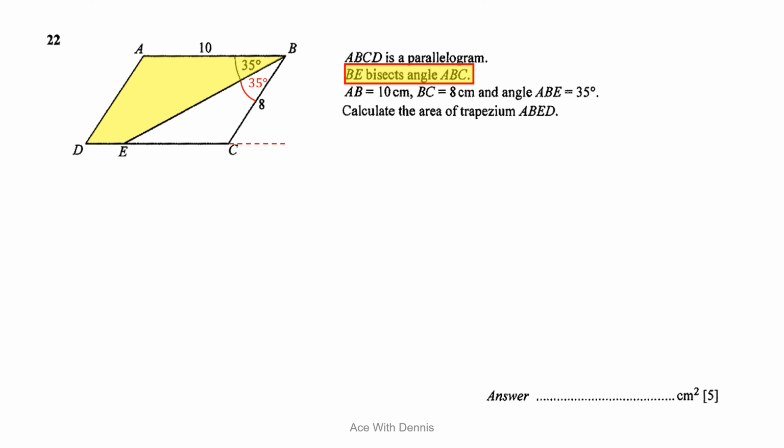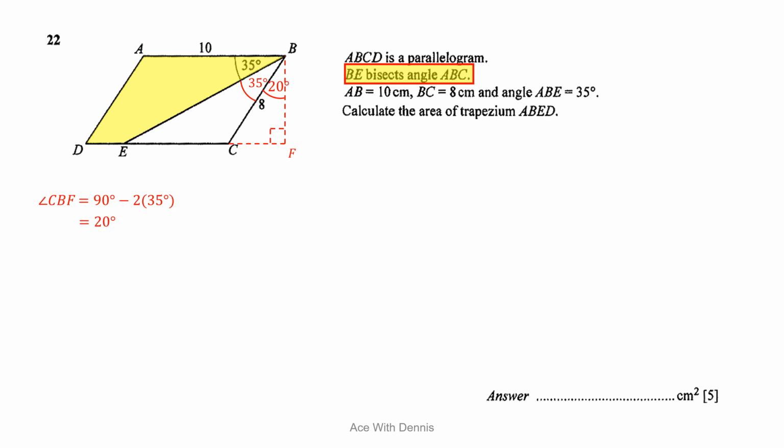Next, let's extend the line EC and extend this line and label this point as point F. These two lines are perpendicular to each other. So I want to find this angle. So angle CBF will be 90 degrees minus 2 times 35 degrees, which gives us 20 degrees. So now let's label 20 degrees here.